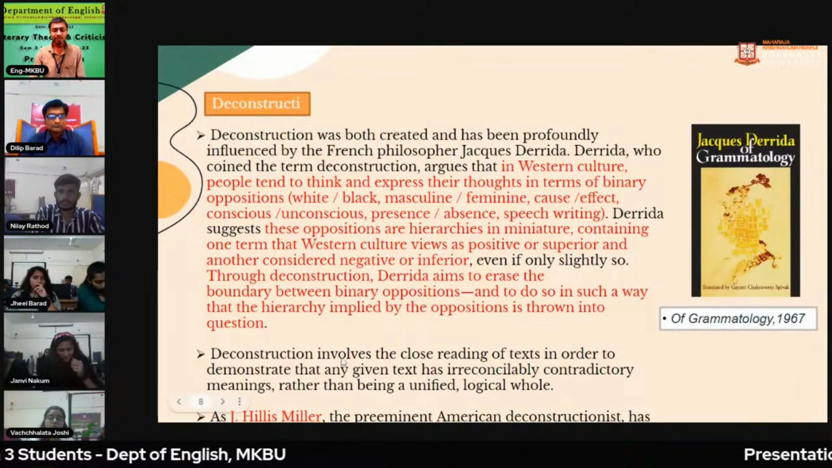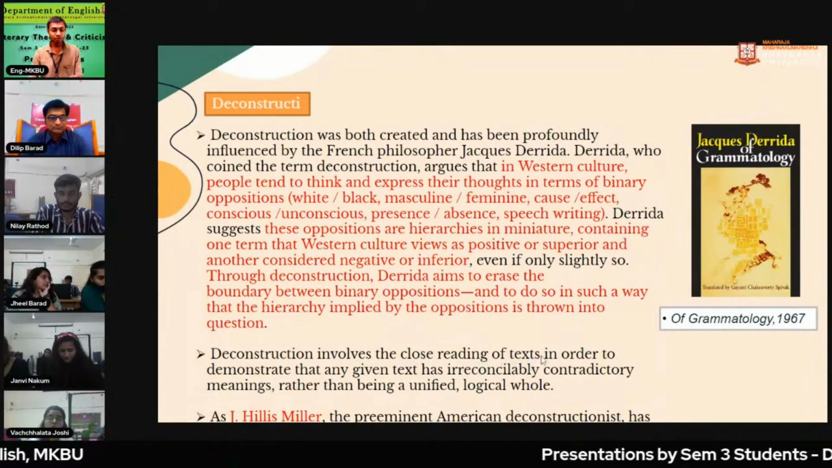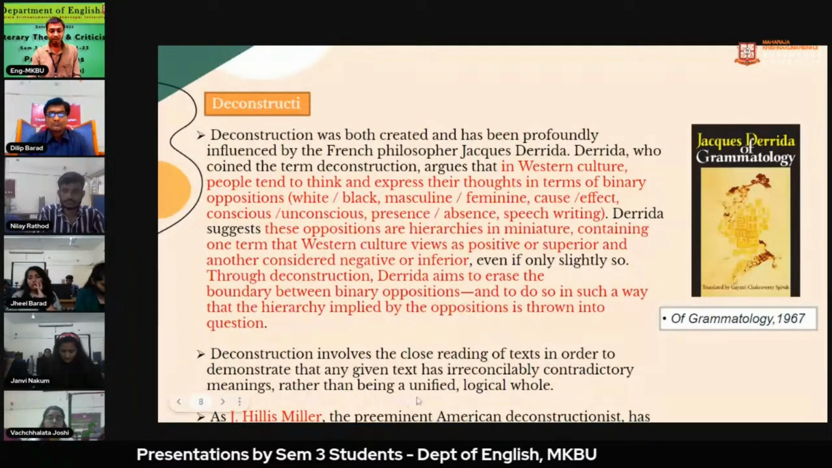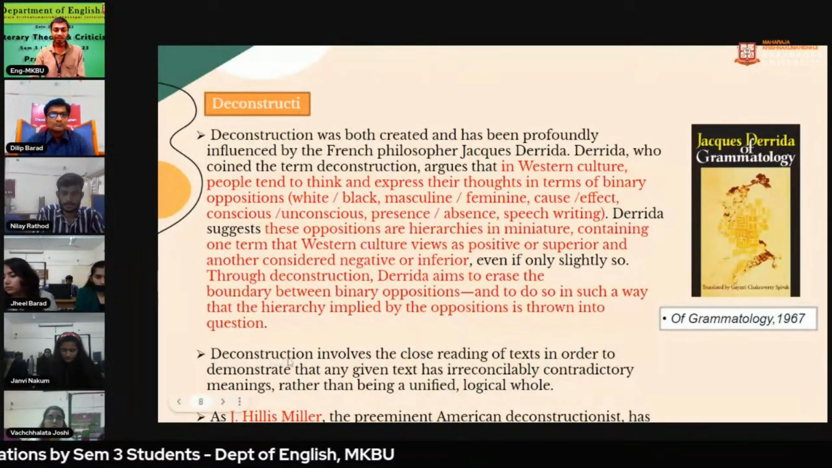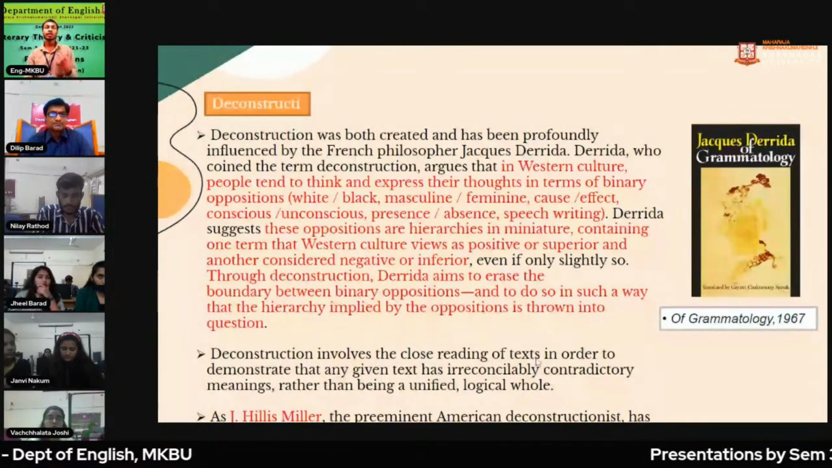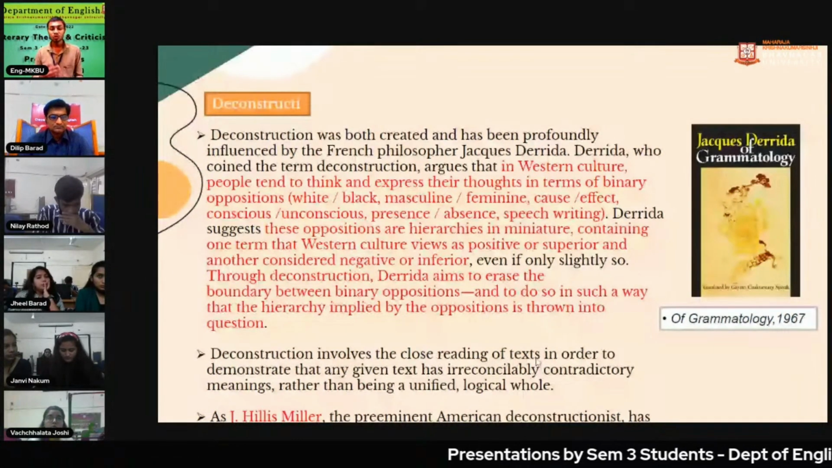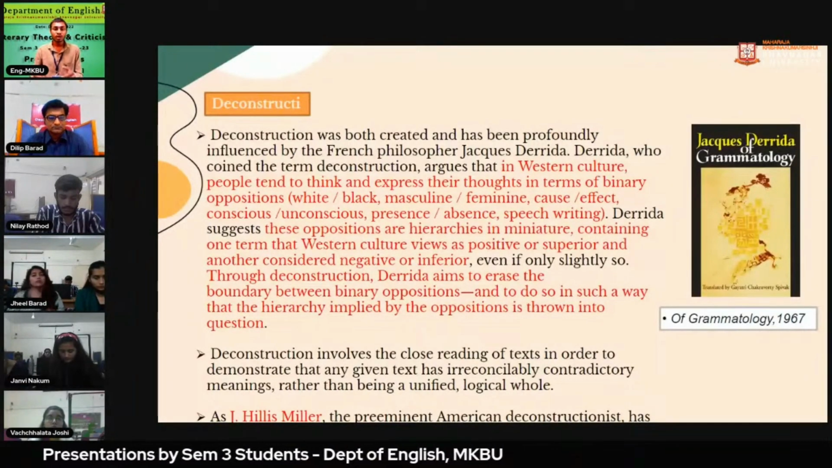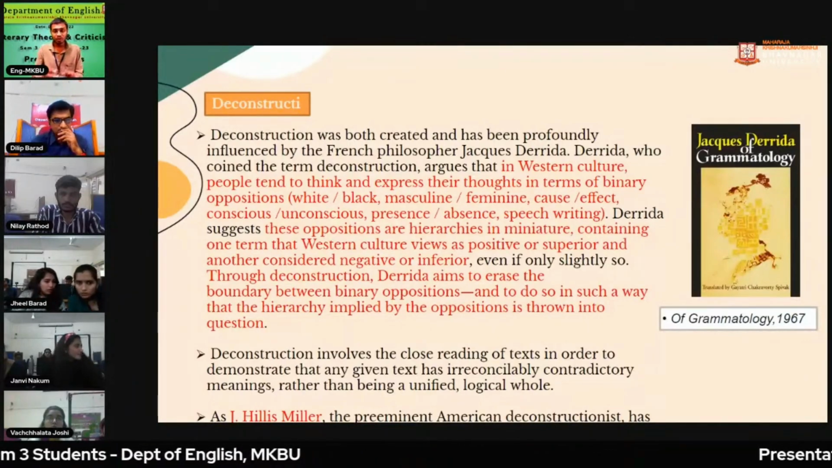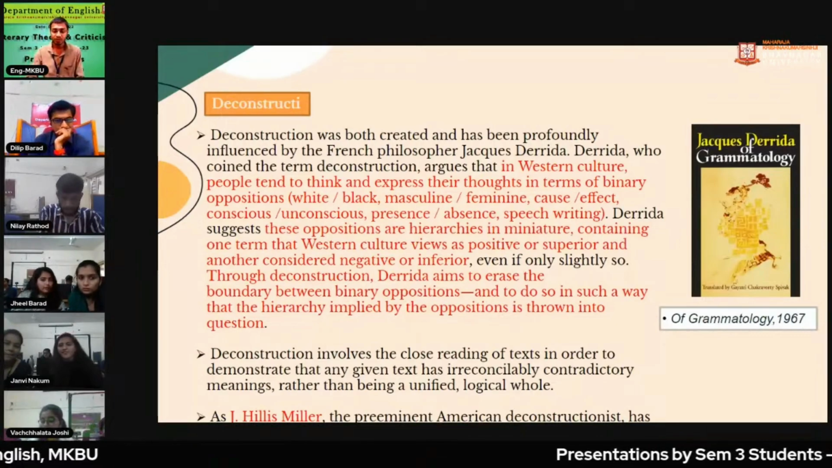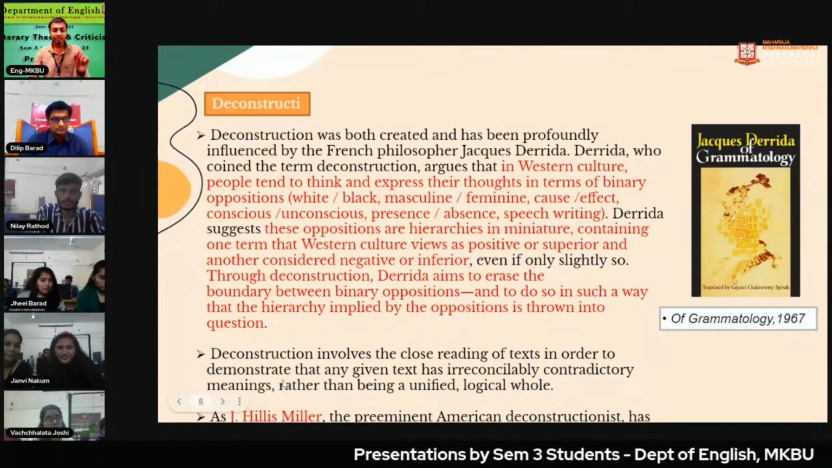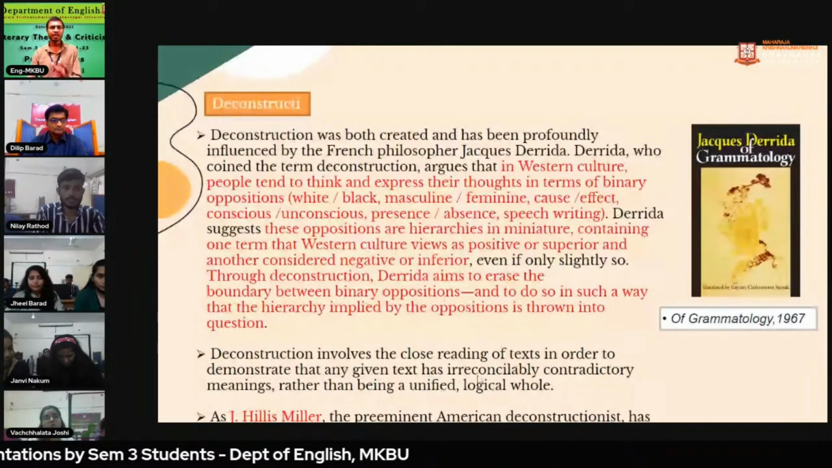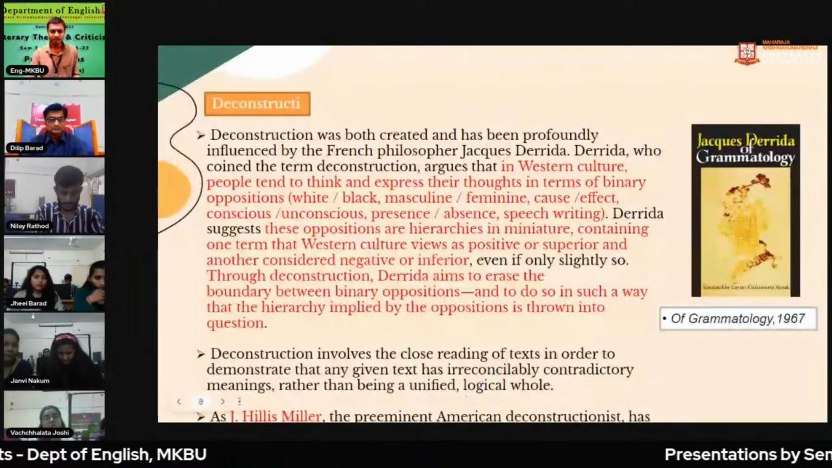Now, deconstruction involves the close reading of texts in order to demonstrate that any given text has irreconcilably contradictory meanings rather than being a unified logical whole. So it is not just flipping through the pages, but close reading of the text. You have to be conscious of each and every line that you are reading. You have to connect the dots with whatever you have read before and whatever you are going to read afterwards. Irreconcilably means there is no coherence, no connection in that sense.